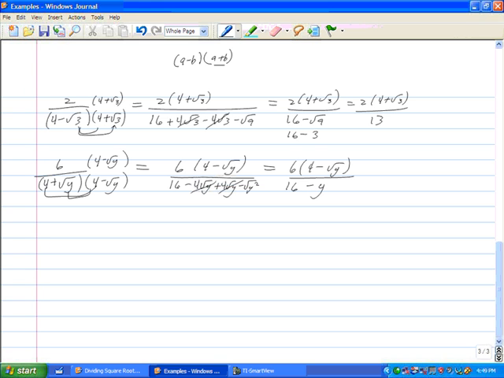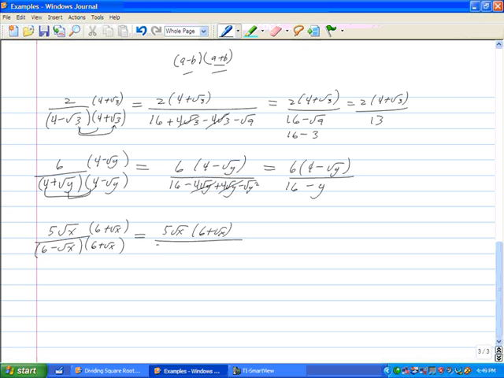No more square roots. Alright, let's try one more with a slightly more complicated multiplication involved. If I had 5 square roots of x over 6 minus the square root of x, think about it. Following your conjugate pattern, we're going to multiply on both the top and the bottom by 6 plus the square root of x. Again, the opposite of what we had. On top, we have 5 square roots of x times the 6 plus the square root of x, which we might have to end up multiplying.